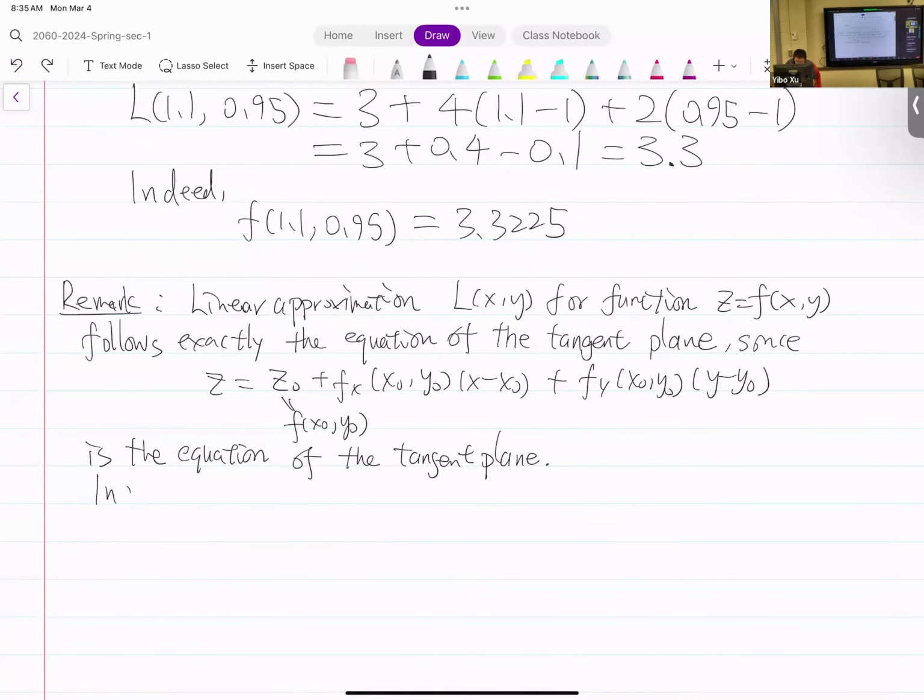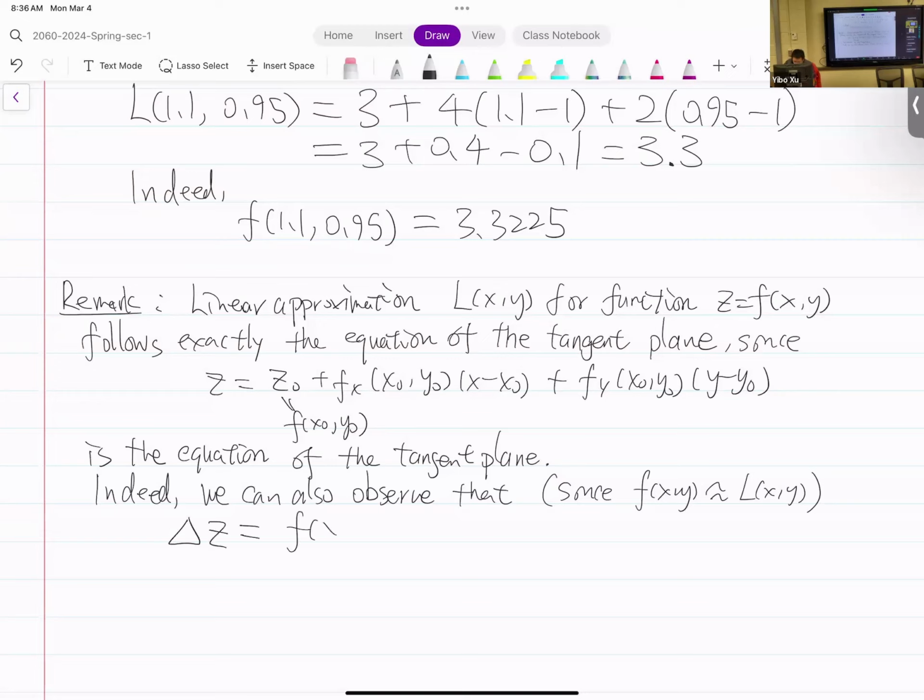Indeed, we can also observe that since the function value is approximately the linear approximation value, the change in the output z, which is f of (x, y), the latter output minus the prior, is approximately f sub x at the point times delta x plus f sub y at the point times delta y.